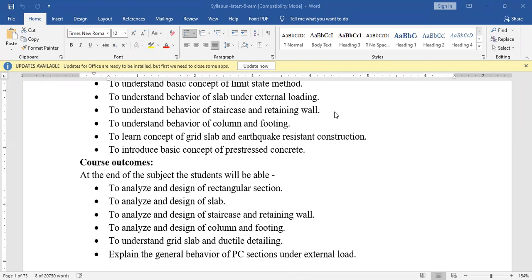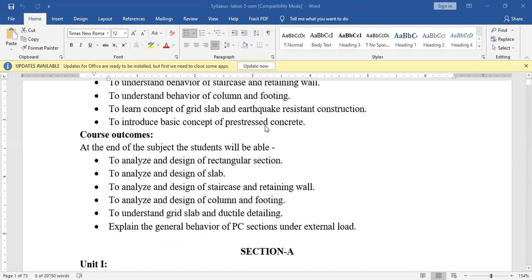So accordingly, what kind of staircase type is there, or what kind of retaining wall type is there, and accordingly you'll have to go ahead with the different behavior pattern. Then same case with the column and footing.